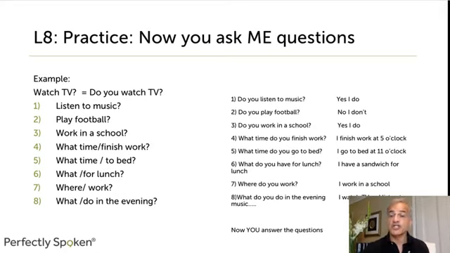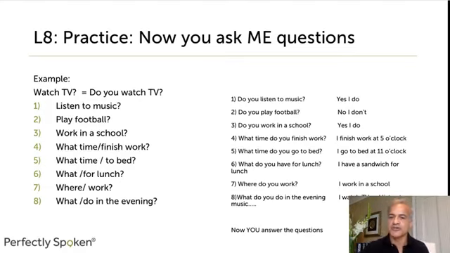Repeat for pronunciation. Do you listen to music? Do you play football? Do you work in a school? What time do you finish work?